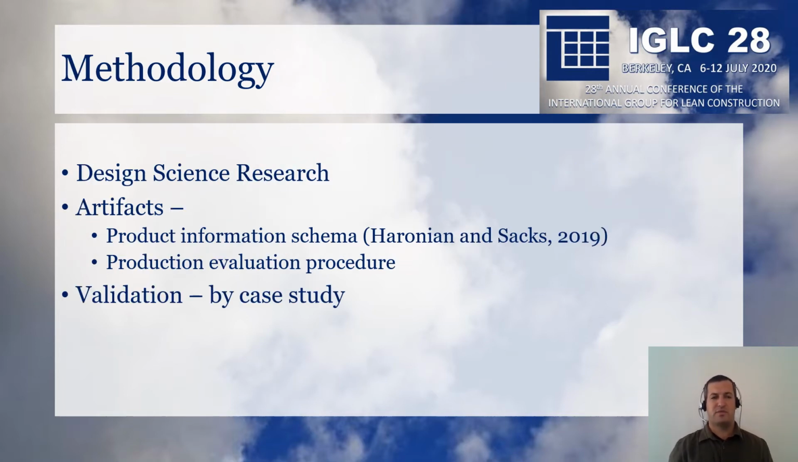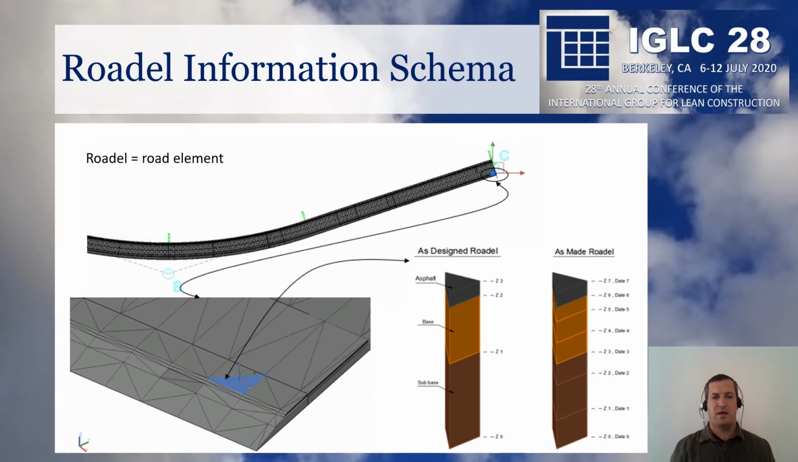The methodology of the research in general is design science research. The artifacts that we developed are a production information schema and production evaluation processes, and we validated the artifacts by a case study. That part of it is shown in this paper. The rodal information schema is the first artifact. It was detailed in a paper in ITcon 2019.